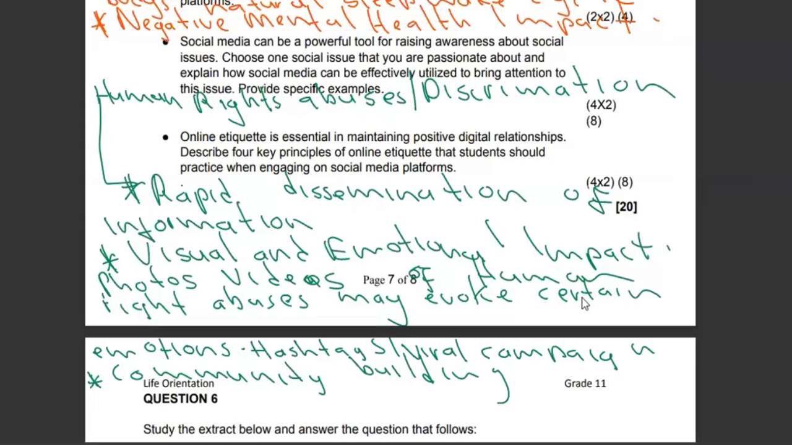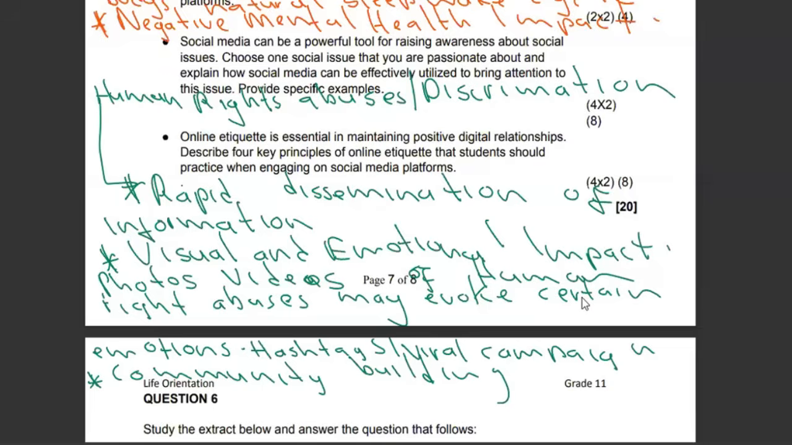Then there is also user-generated content. Social media encourages user-generated content, empowering individuals to share their personal experiences and stories related to social issues. These personal narratives can humanize complex problems and foster empathy. So that is how that is done.